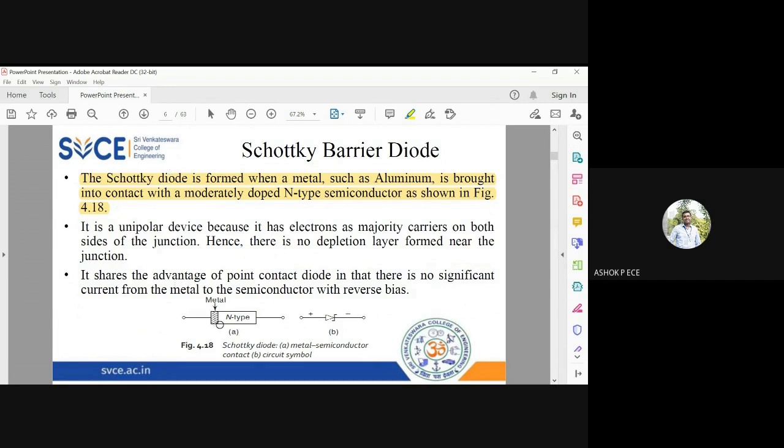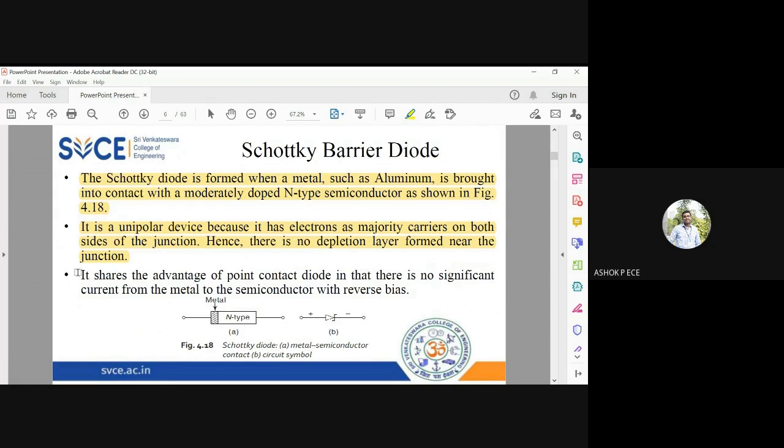And you know it is a unipolar device because I have only purely n-type or purely p-type. If it is n-type, I will have electrons as majority carriers on both sides. If it is p-type, I will have holes as the majority carriers on both sides. So you can say the depletion region is very, very minimum. In forward bias, the depletion region is very minimum, and the electrons take this advantage, cross the depletion region and constitute the flow of current.